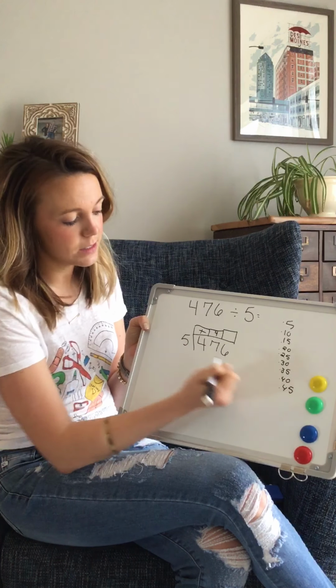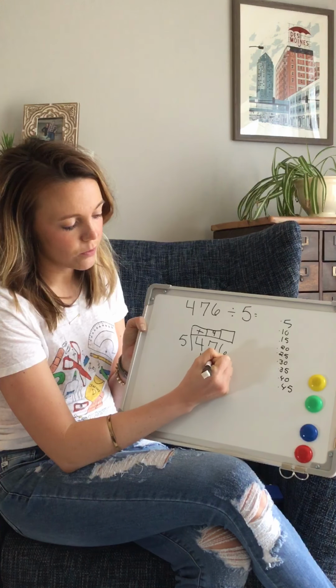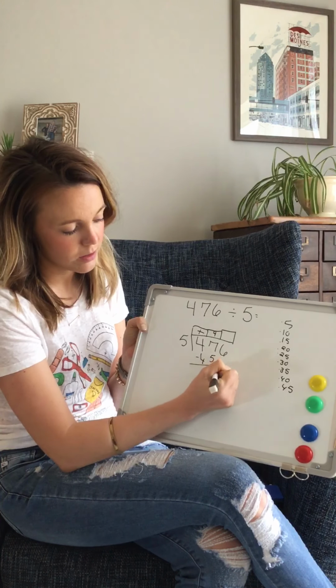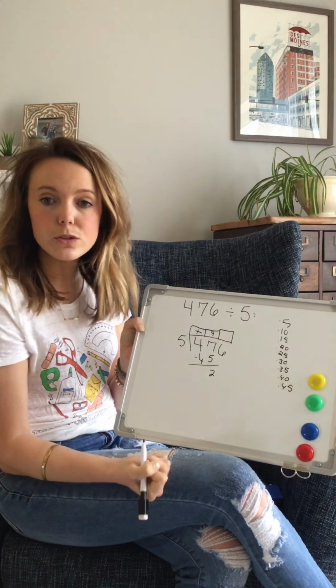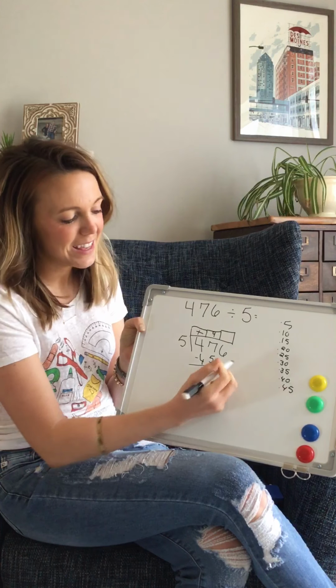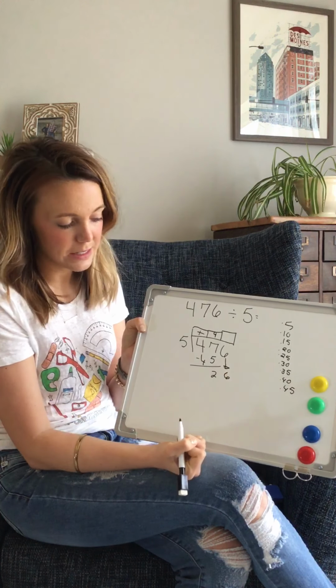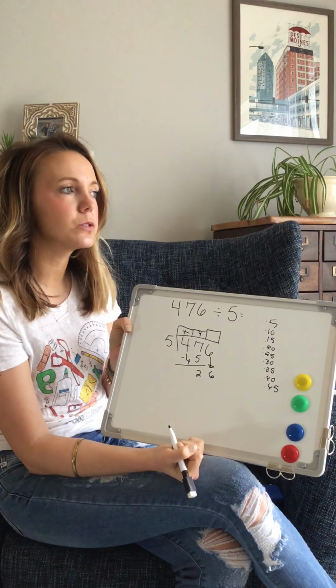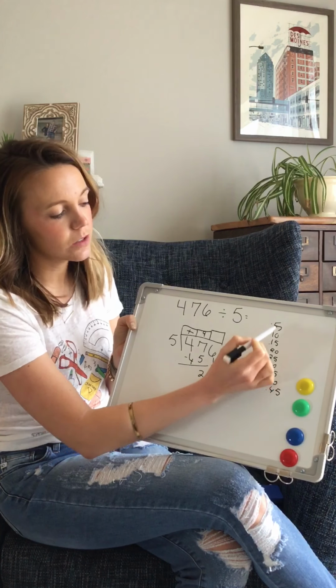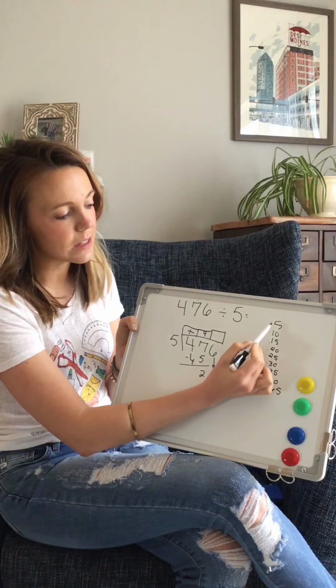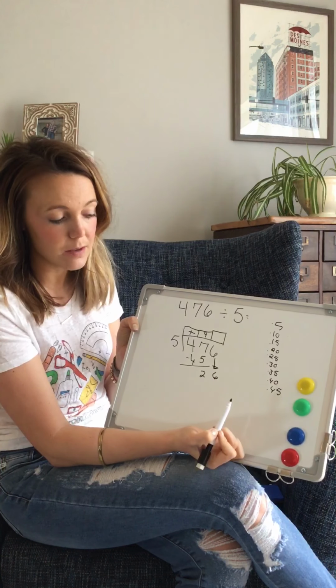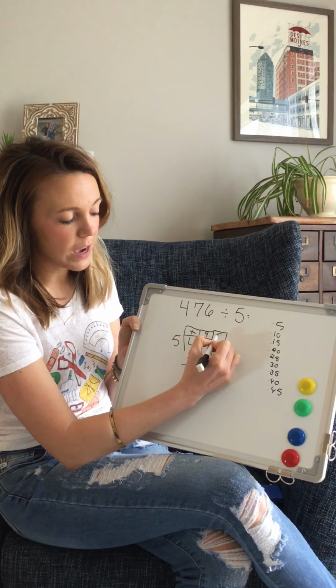9 times 5 is 45. I subtract and I get 2 left over. Okay? Now I'm going to bring down my 6. 26. Well, how many times can 5 go into 26? Well, let's look over here. There's 25, and that's 1, 2, 3, 4, 5 times. So I bet it can go in there 5 times.